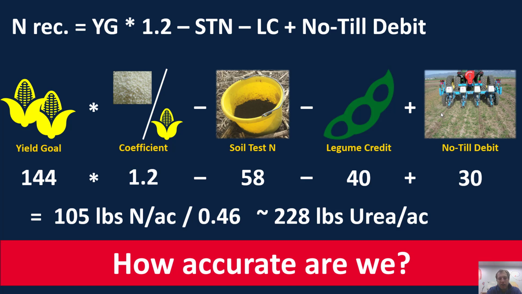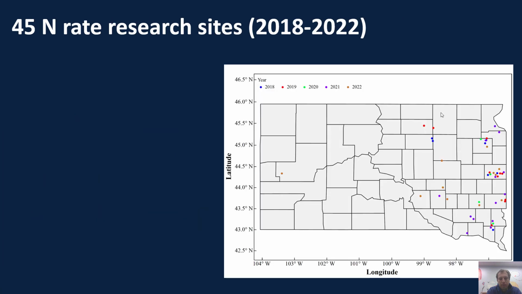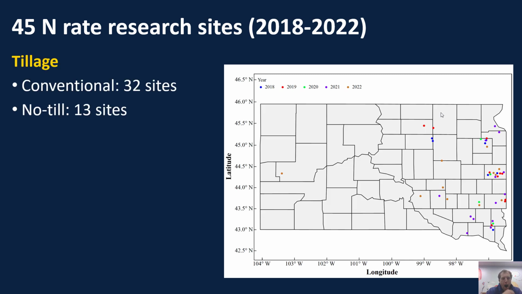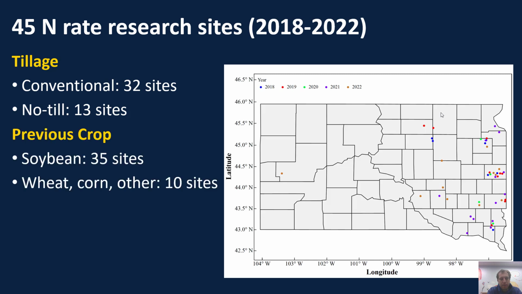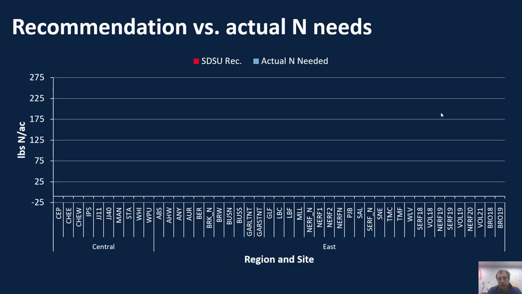And these are just some updated graphs of what we've been looking at the last couple years to show you. We did these 45 sites that you saw earlier, focused on central and eastern South Dakota. We have a couple out in west and Sturgis area. As I mentioned earlier, a little bit more conventional sites versus no-till, but working on increasing that as we find farmers who are willing and able to let us use some of their fields. We have our previous crop: soybean at 35 of them, and 10 sites where they were either wheat or corn.